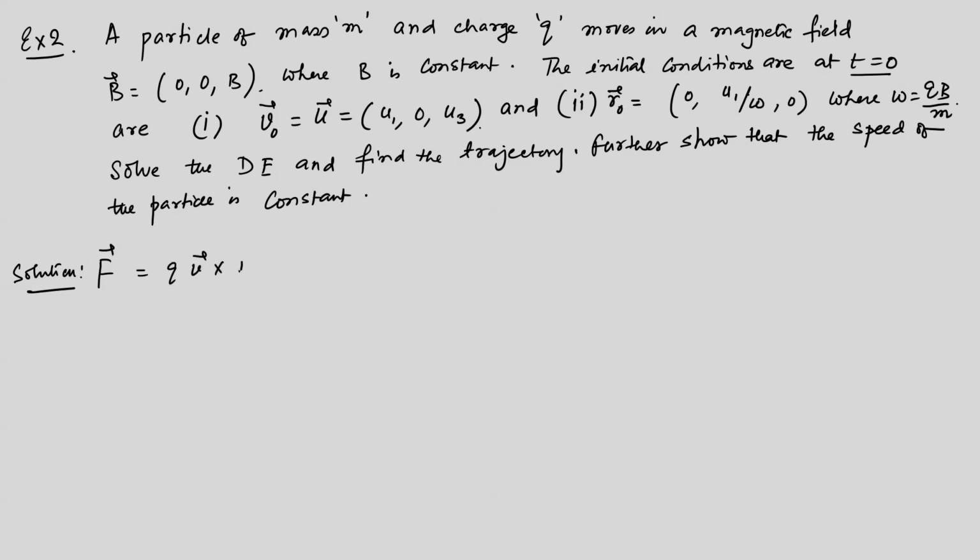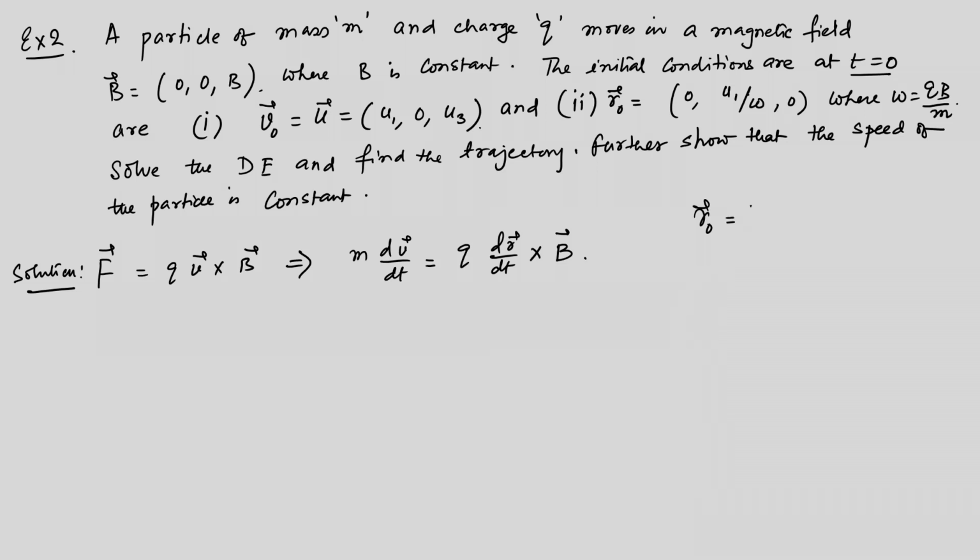So, it is q v cross B. So, this gives m dv/dt equal to q dr/dt, which is v, cross B. Okay. So, this has to be done very clearly.